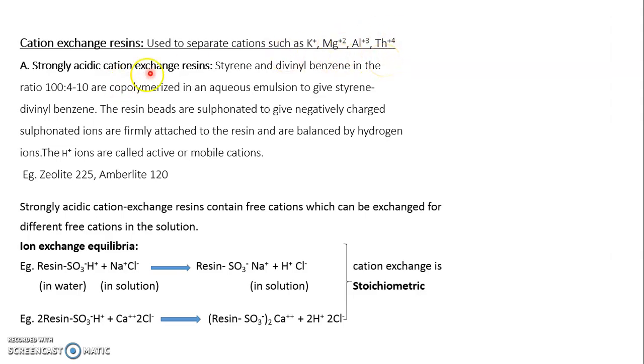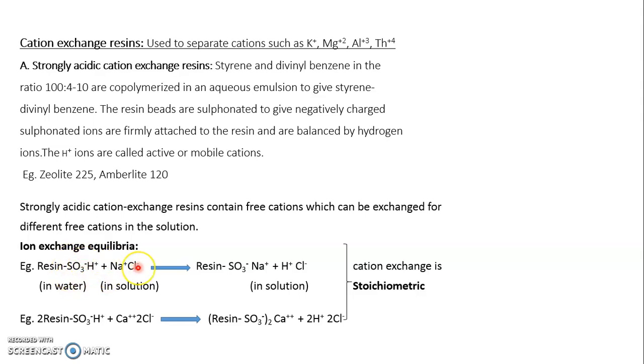Now the strongly acidic cation exchange resin that we were talking about in the earlier slide is prepared by mixing styrene and divinyl benzene. This is a typical ratio to maintain the cross-linking. They are copolymerized in an aqueous emulsion to give styrene divinyl benzene. The resin beads are then sulfonated to give negatively charged sulfonate ions, which are firmly attached to the resin and are balanced by hydrogen ions, and these hydrogen ions are the active or mobile cations.